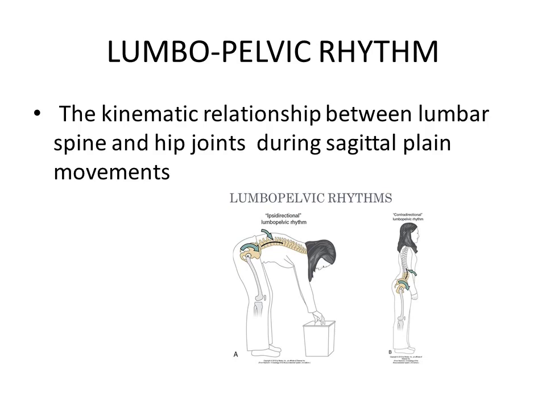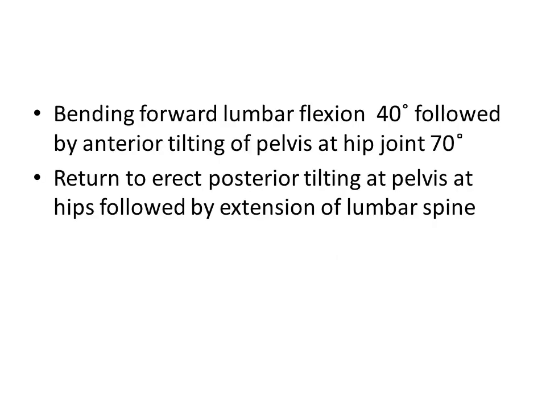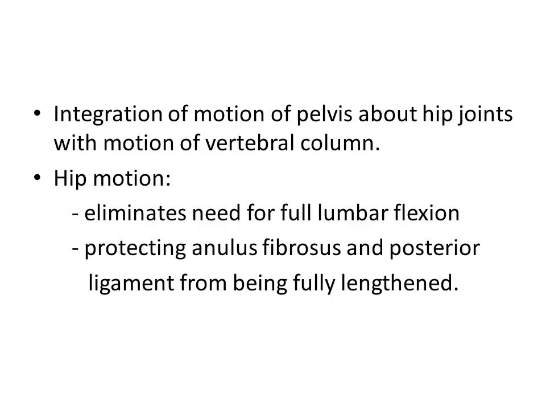The lumbo-pelvic rhythm: the kinematic relation between the lumbar spine and the hip joints during sagittal plane movements. When we bend forward, lumbar flexion is about 40 degrees, followed by anterior tilting of the pelvis at the hip joint of around 70 degrees. Returning to erect, there is posterior tilting of the pelvis at the hip, followed by extension of the lumbar spine.